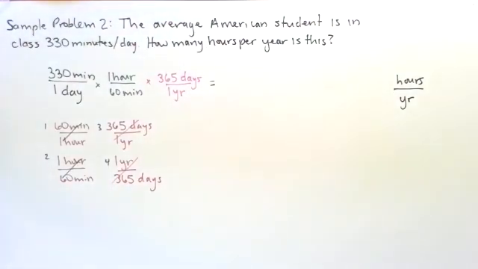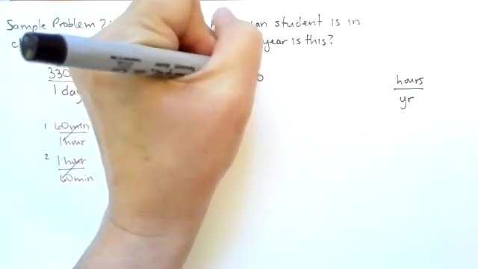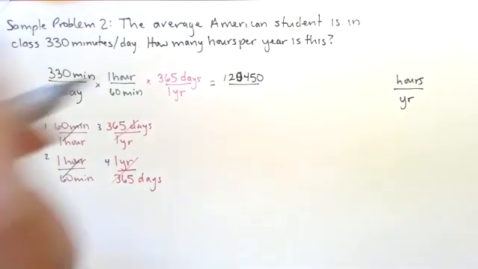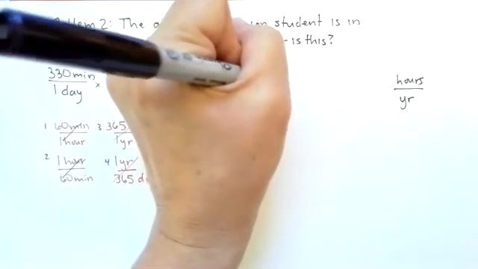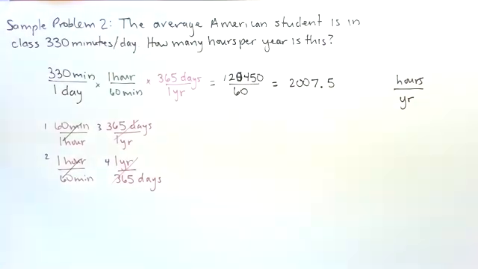When I take 330 times 365, that's going to give me 120,450 hours. That is over 60. So I take 120,450 divided by 60. That's going to give me 2,007.5 hours per year. That is a lot of time in class.